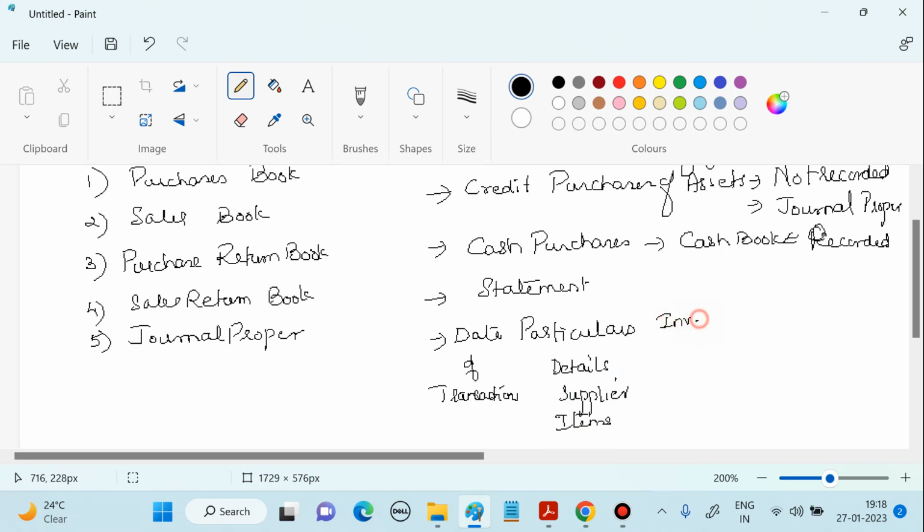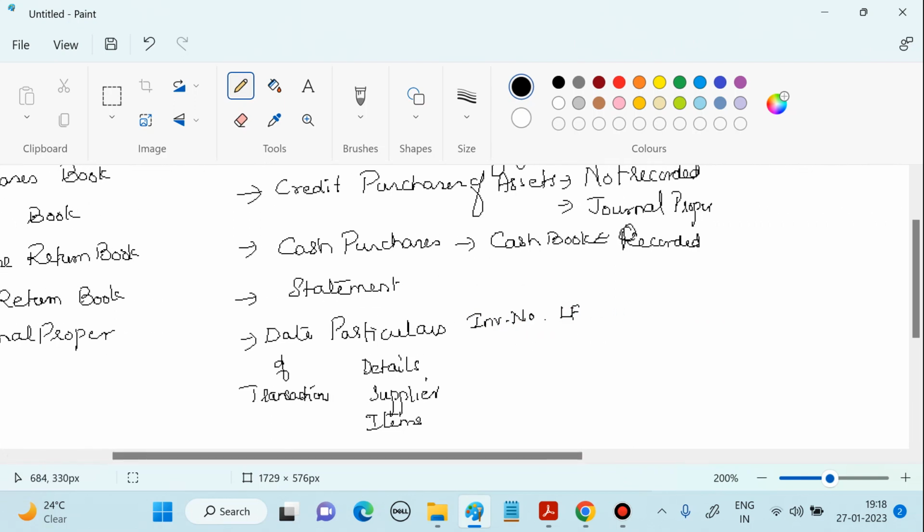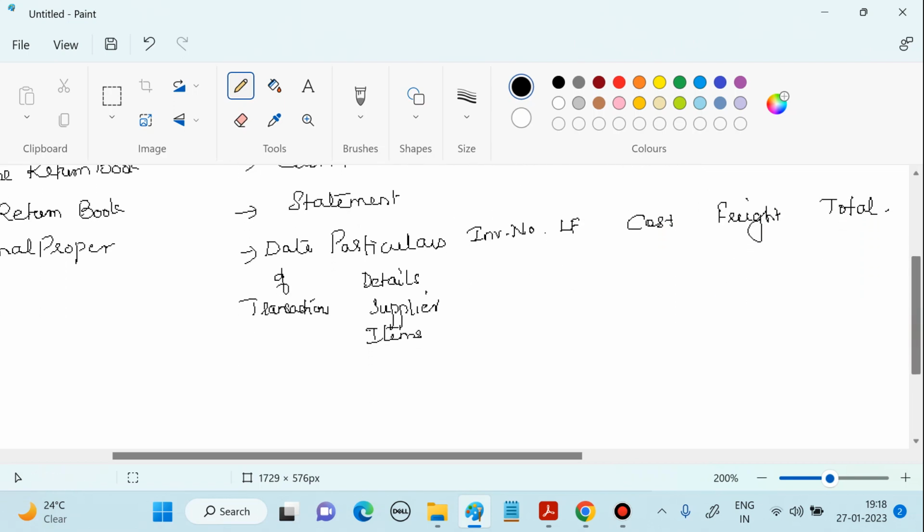The next column would be the invoice number column, that is the invoice number or the bill of purchase. Then ledger folio, that is the ledger page where the posting will go from here to the supplier account. Then you would have the cost column. Then you would have the expenses, like there can be freight paid, then that freight separately you will put as cartage. Like that you will have separate columns and then the total column. So this is normally the format in which you are going to be recording transactions.